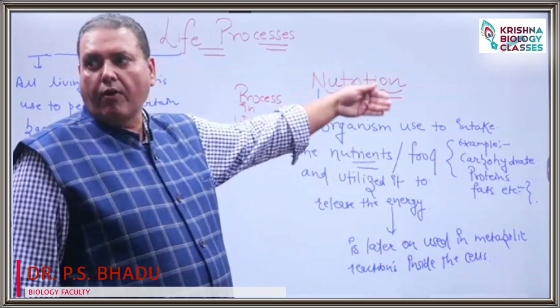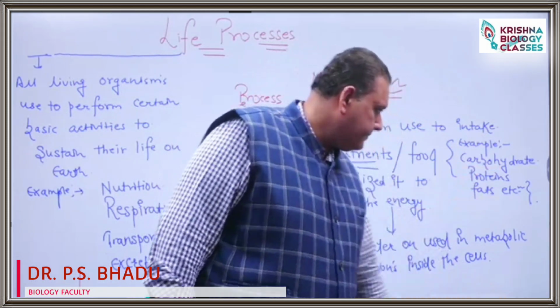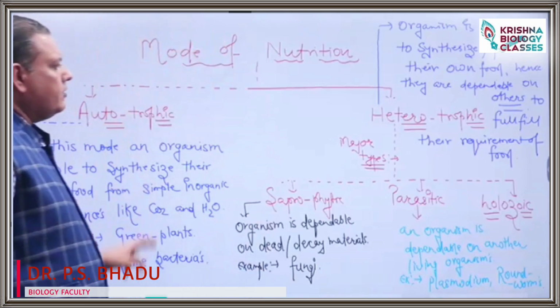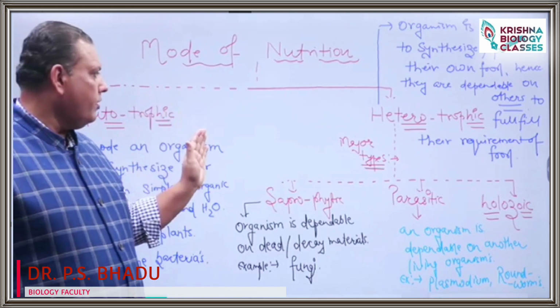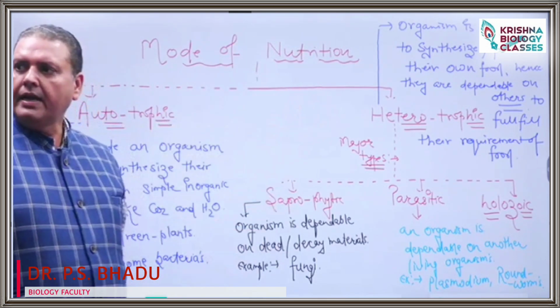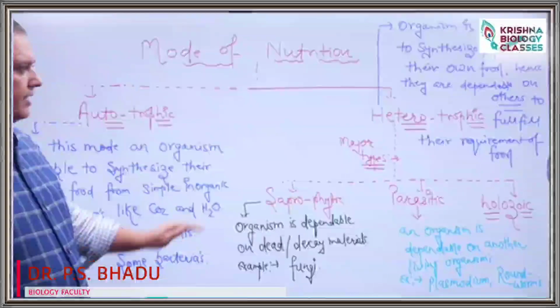The form of the food, it may be carbohydrate, protein and fat, etc. When we start to discuss the modes of nutrition, we used to say it is majorly divided into two parts, autotrophic mode of nutrition and heterotrophic mode of nutrition. In autotrophic mode of nutrition, an organism is able to synthesize their own food from simple substances like carbon dioxide and water, example green plants and bacteria.